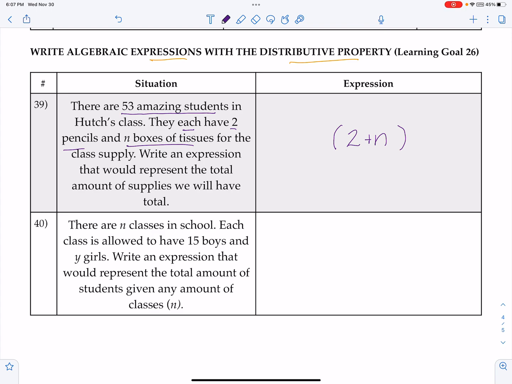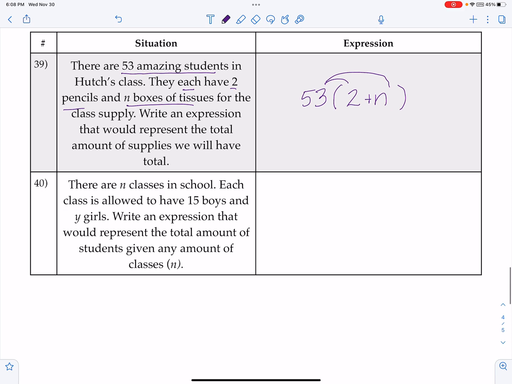So if each student has this, that's my single amount here. How many students are there? There's 53. So this is my distributive expression, and you can just leave it at that. If we wanted to simplify, you could distribute and get a simplification, but we're okay just leaving it right like that. All right, next one, number 40.